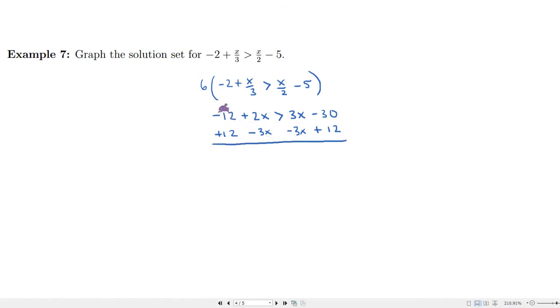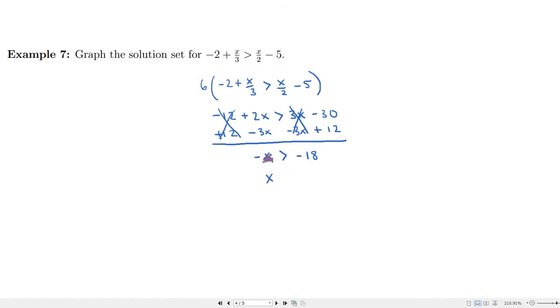What are we left with? So the 12s go away, but we have a negative x here, right? Is greater than, the 3x's go away, but then you're left with what? So negative 18, is that right? Yeah. Okay, so then x.